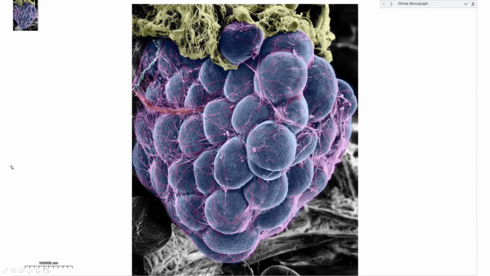The scanning electron microscope gives us a 3D representation of adipose tissue. The cluster of adipocytes resembles a bunch of grapes. The cells are supported by a delicate network of reticular fibers, which are highlighted in purple.